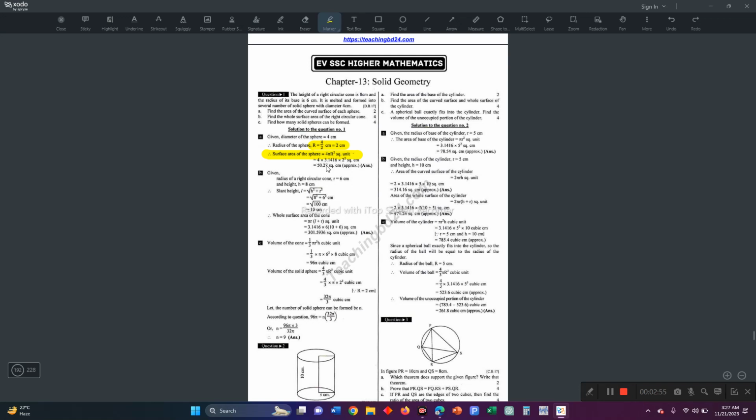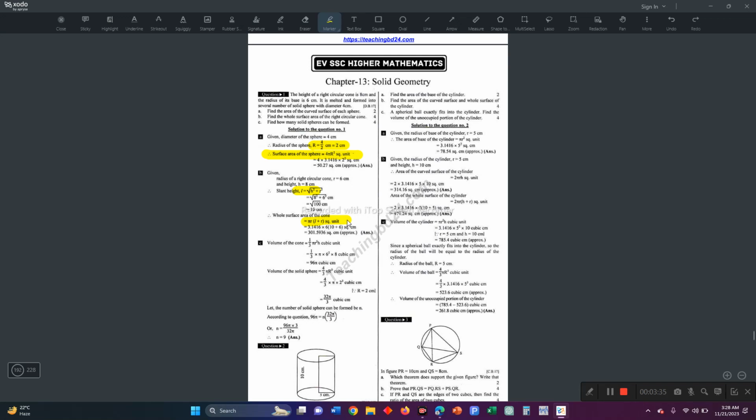And in the question, the values for h and r are given, but the value for L was not given. So if we want the whole surface area of the cone, the formula for it is pi r into L plus r. So at first we have to determine the value for L, then we will put this value in this formula, and then we will determine the whole surface area of the cone. To determine the value of L, we take the square root of h square plus r square, and that comes to 10 centimeter for this question.